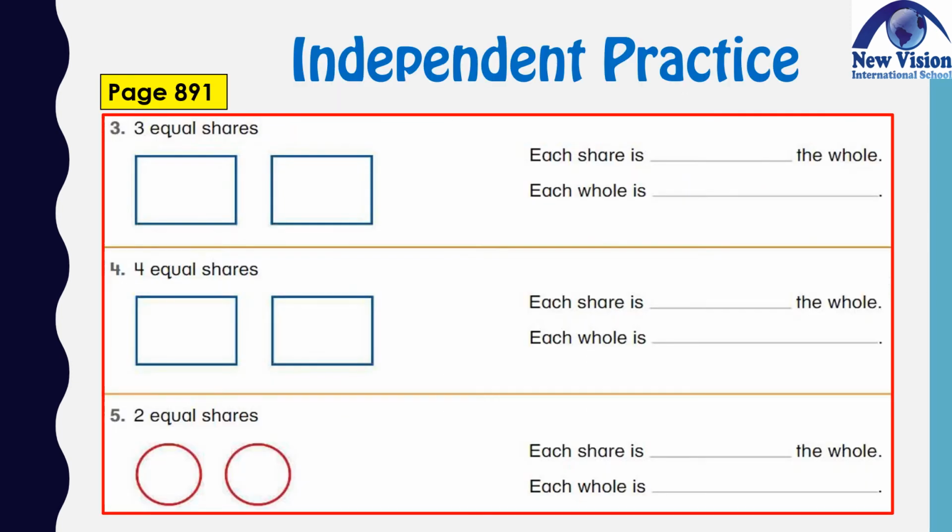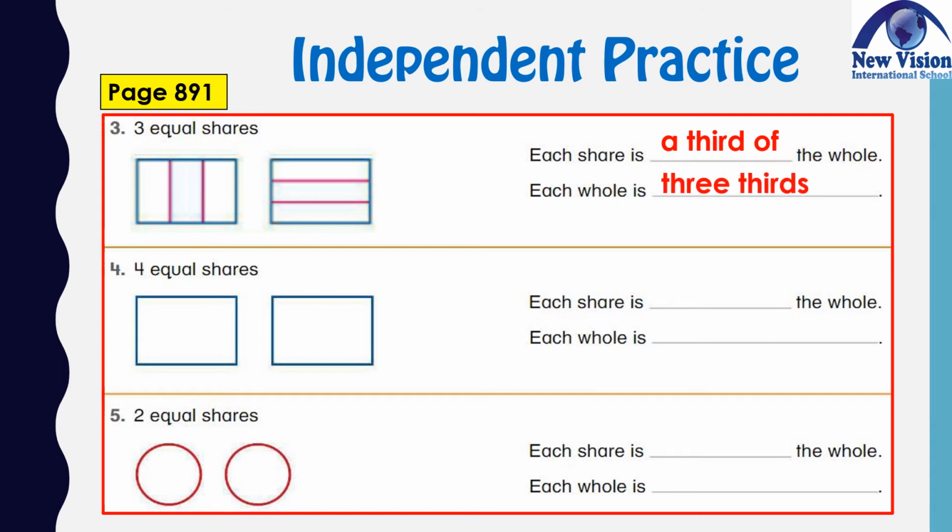For your independent practice, please open your book on page 891. Divide each shape into the number of equal shares given. Show 2 ways. Then complete the sentences. So let us answer number 3. 3 equal shares. Each share is a third of the whole. Each whole is 3 thirds.